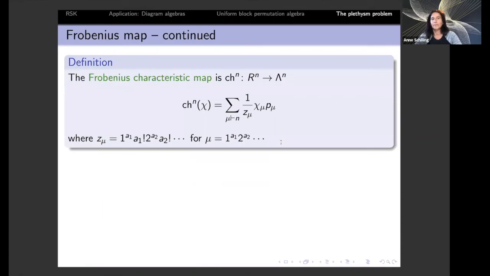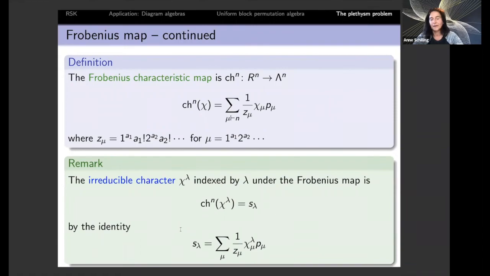Then the Frobenius characteristic map maps class functions to symmetric functions by mapping a character to the sum in terms of the power sum symmetric function. And it turns out that there's an identity, namely the Schur functions can be written precisely in terms of the irreducible characters of the symmetric group in this way. So therefore, under this Frobenius characteristic map, the irreducible character chi lambda of the symmetric group gets mapped to a Schur function.